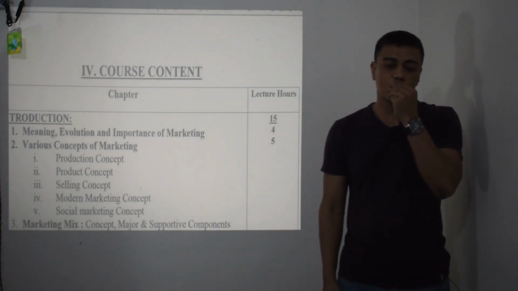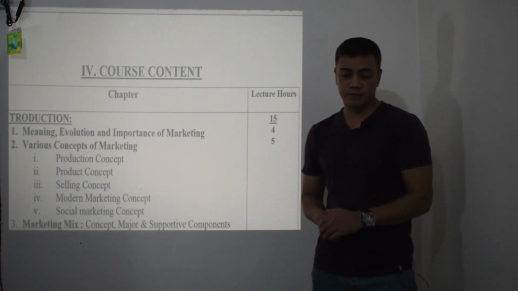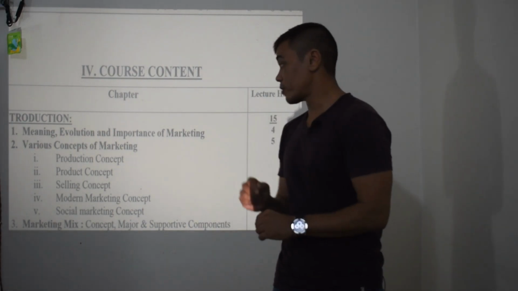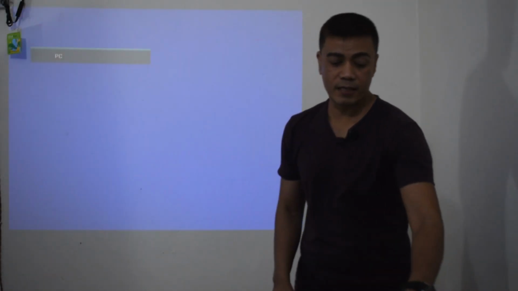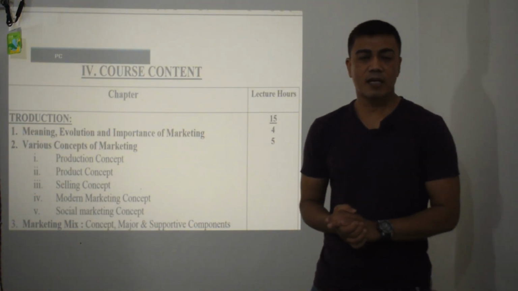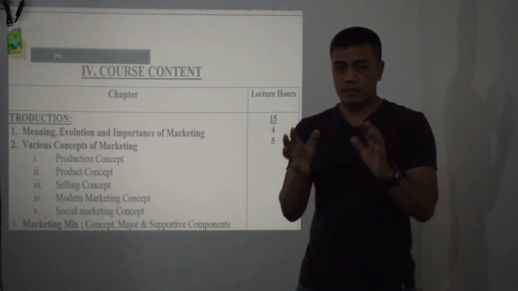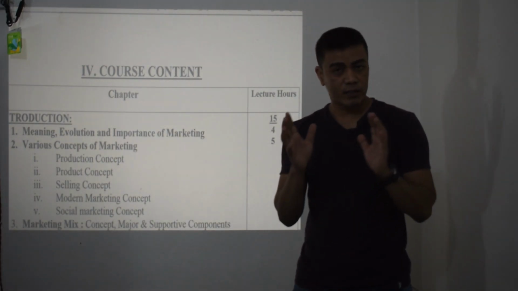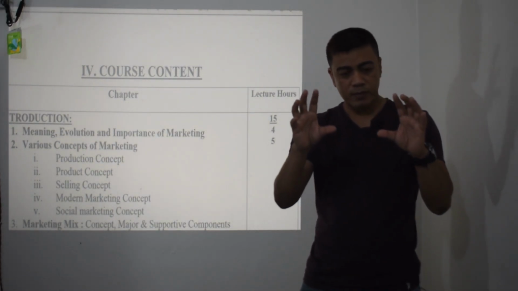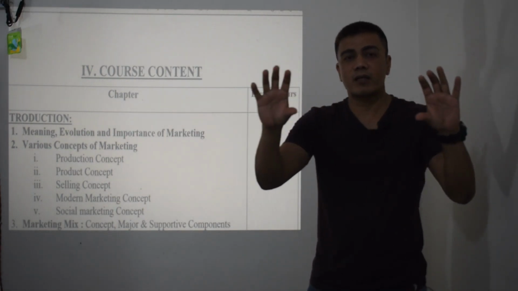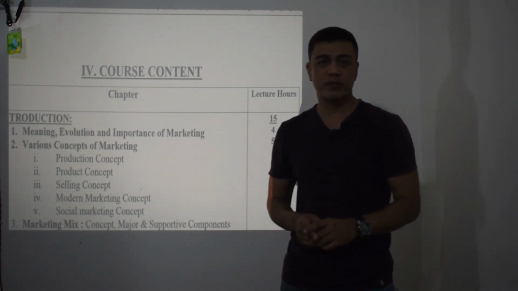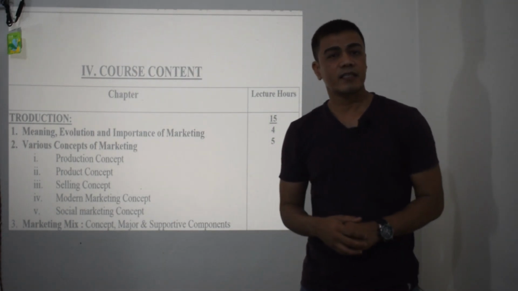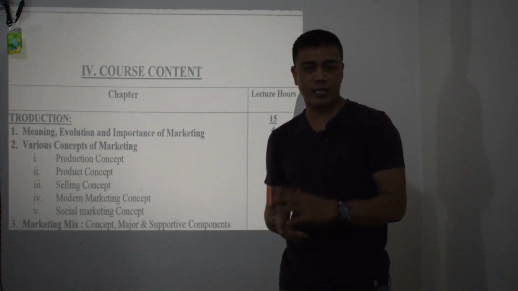Another one, you need to learn the various concepts of marketing. Production concept, product concept, selling concept, modern marketing concept, and societal marketing concept are the various concepts of marketing, and their definitions and what each means. If possible, explain every concept in a table or diagram, which will be very good, and this is likely to come in the long question answer.